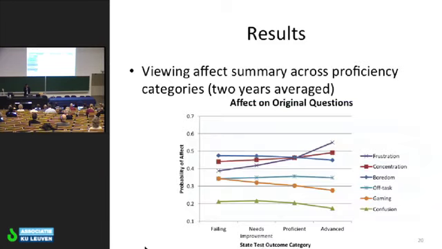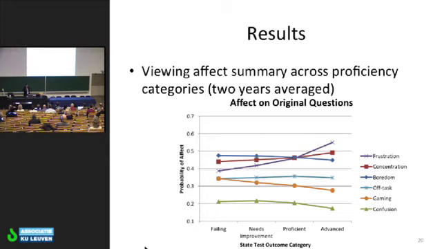I'm out of time, so I'll just say you can look at the paper for these graphs here. Maybe I'll go 2 minutes into the question time. You can look at the paper for these graphs, which just plot the summary of affect for the different proficiency categories, and the state maps the raw score into proficiency categories. If you're advanced, you get a state scholarship. If you're failing, you don't get to graduate high school. So the categories definitely mean something.